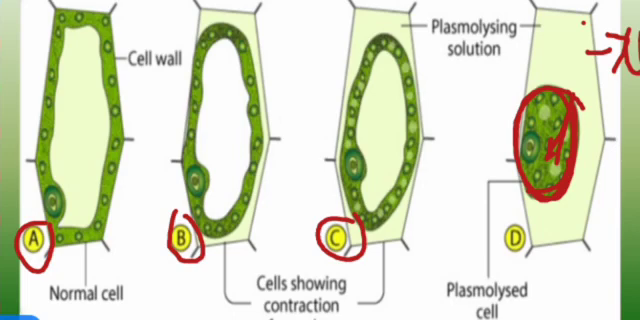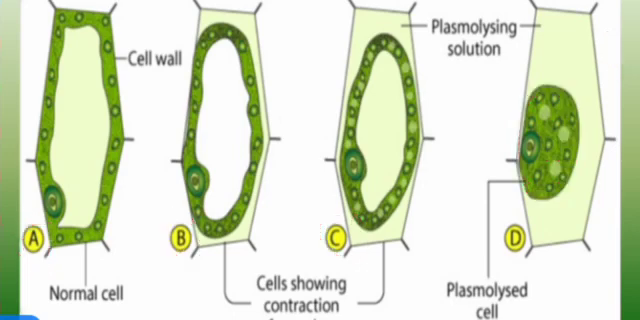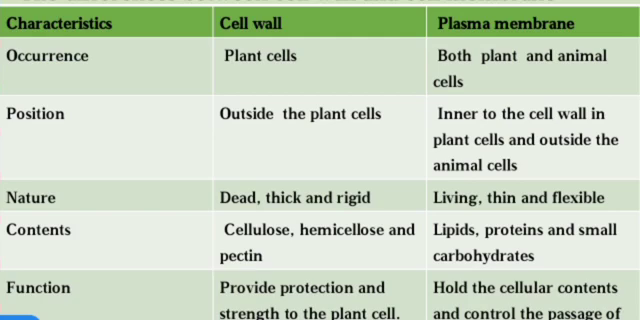Then let's move into the next one, that is the differences between the cell wall and the cell membrane. The first one is occurrence, where it is present. The cell wall is present only in plant cells, whereas the plasma membrane is present in both plant and animal cells. So the cell wall is present only in plant cells. It is not present in the animal cell.